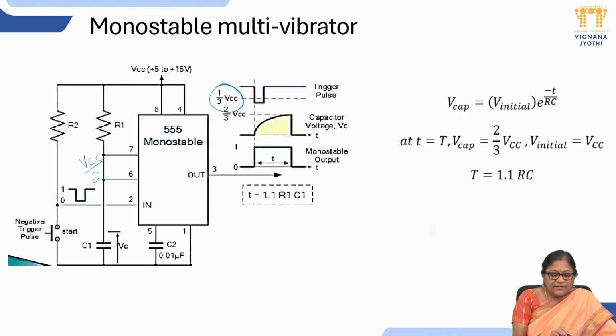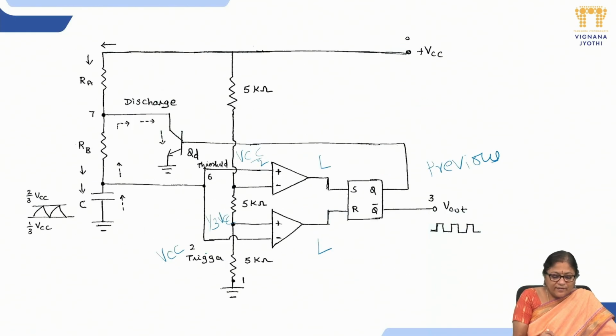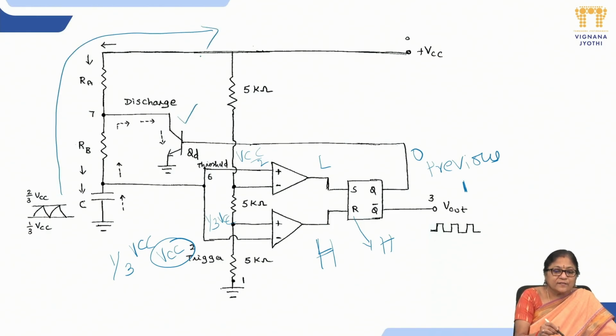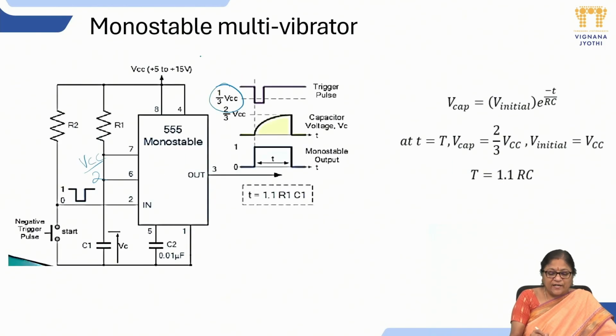Why are we providing 1/3 VCC? If you provide 1/3 VCC at this trigger pulse, then this comparator output becomes high, that is, reset is high, then Q will be 0 and Q bar will be 1. Previously it was 1, now it is 0, so we make the transistor switch off. Now we allow the capacitor to charge. So we provide a trigger pulse at pin number 2 and make the capacitor charge through resistor R1.